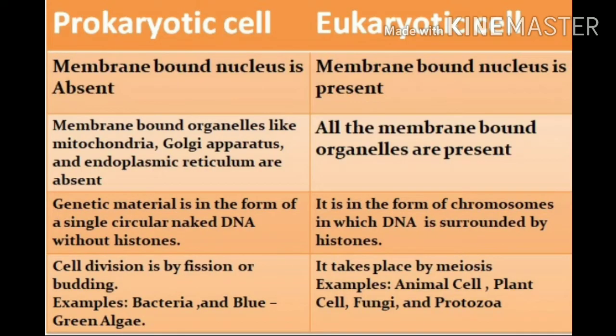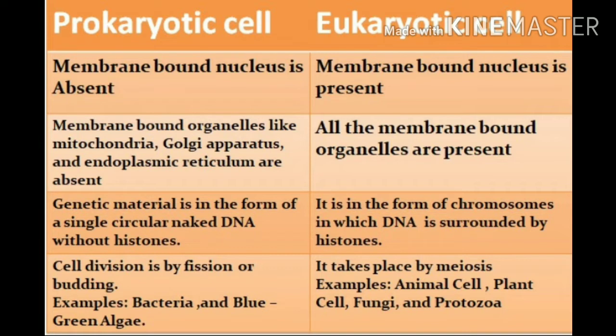Difference between prokaryotic cell and eukaryotic cell. In the prokaryotic cell, the membrane-bound nucleus is absent. In the eukaryotic cell, the membrane-bound nucleus is present. In the prokaryotic cell, membrane-bound organelles like mitochondria, Golgi apparatus and endoplasmic reticulum are absent. In the eukaryotic cell, all the membrane-bound organelles are present.